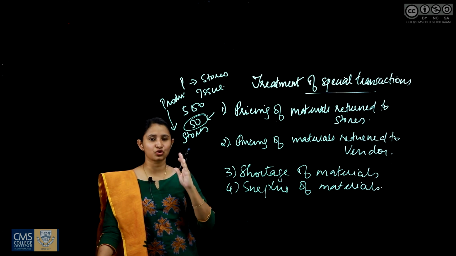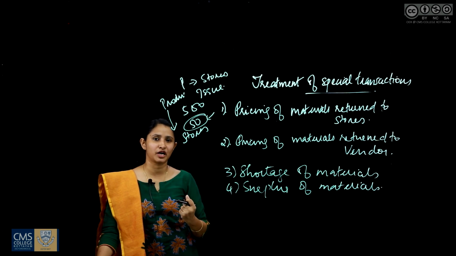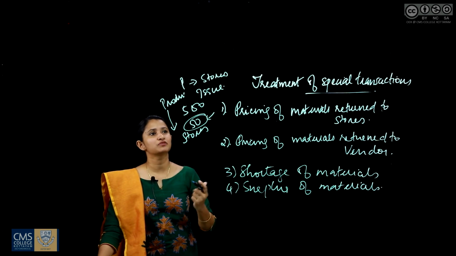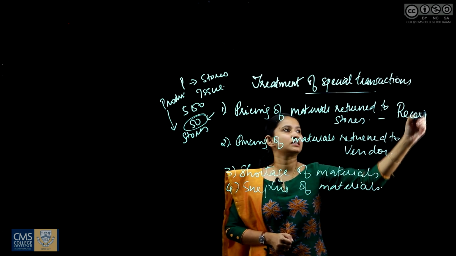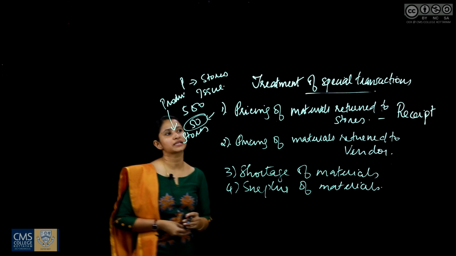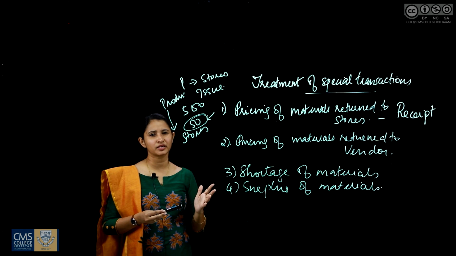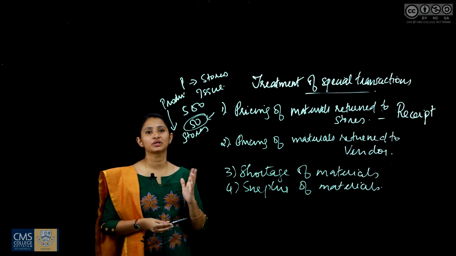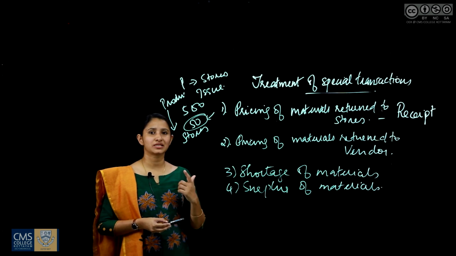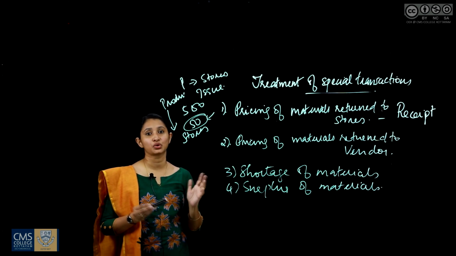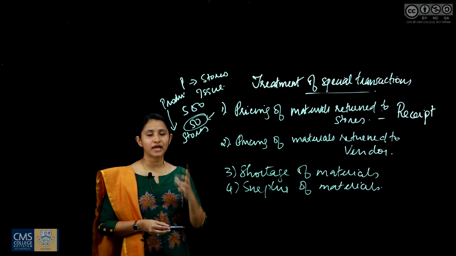So now think from the stores manager's point of view: we are receiving materials from the production department back into the stores. So it will be shown in the receipt column. So always remember that whenever the production department returns materials which are not required by it for some reason, it will be shown in the receipt column. This is common across all methods. Now the question is, at what price are you going to show it? That is, when you show it in the receipt column, when you write the rate, at what rate are you going to show it?